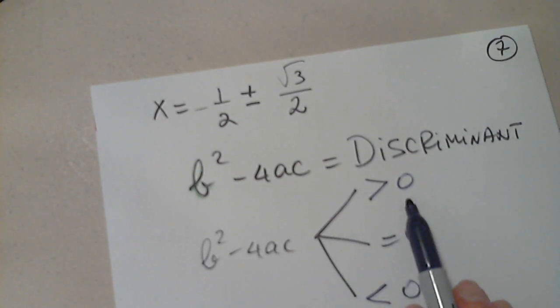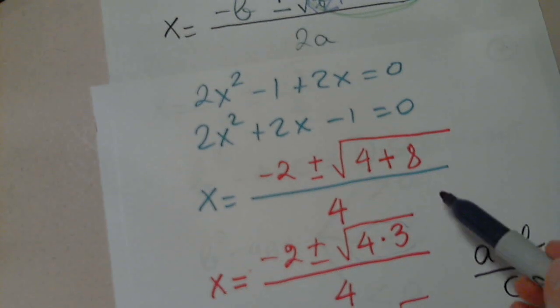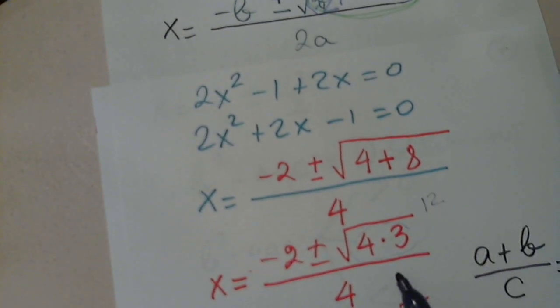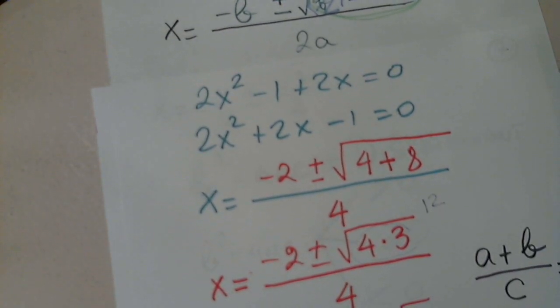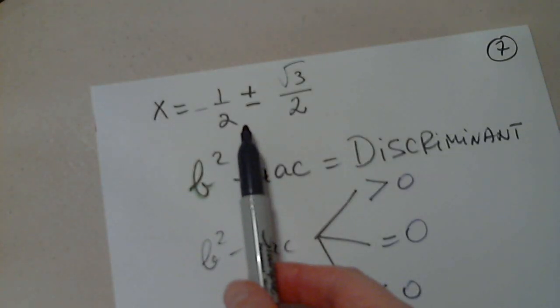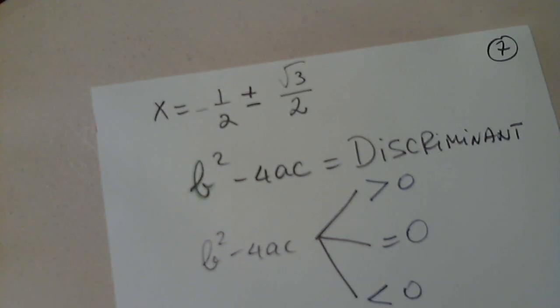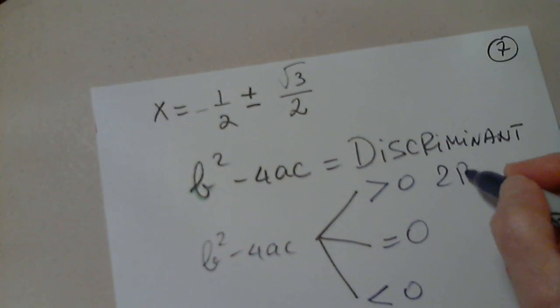If the discriminant is positive, like we just had here, it was 12. The discriminant was 12 in our example. How many distinct real solutions did we obtain when the discriminant was positive? Meaning not the same. How many? 2. We say 2 real solutions.